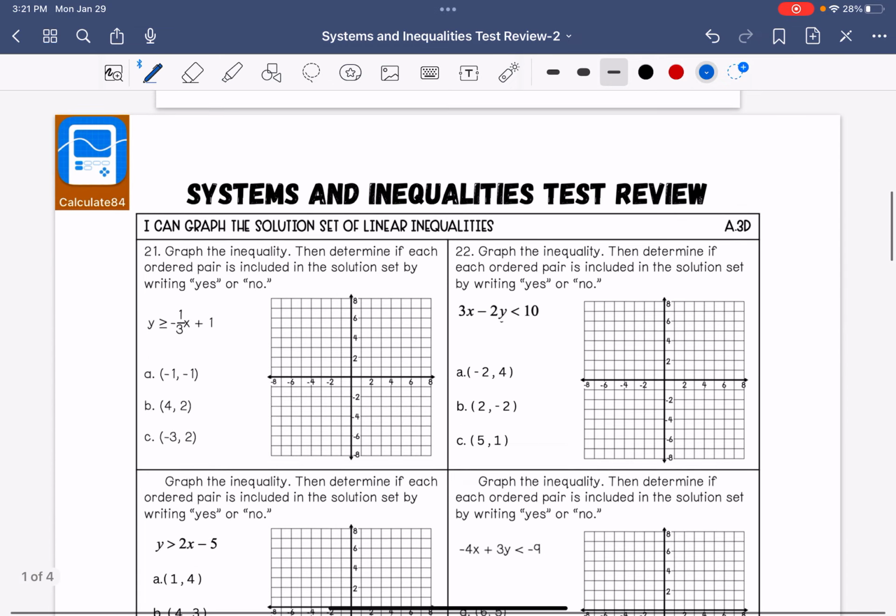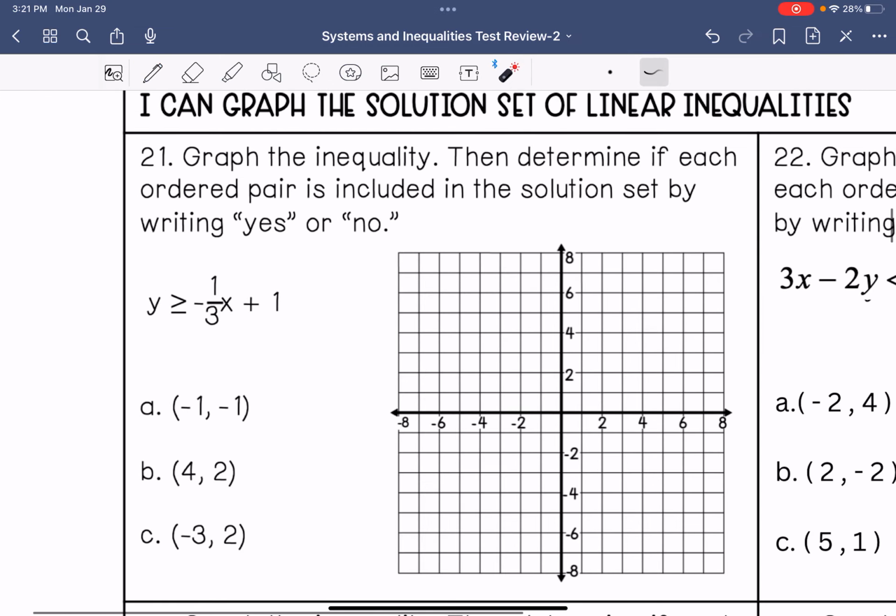All right, so let's get started. Our first one is already solved for y. We can see that since we have y on one side and everything else on the other side. It says y, and then it gives us a symbol. In this case, it says y is greater than something. I'm going to do this first one using Desmos because I like it better. But y is greater than or equal to negative 1/3 x plus 1.